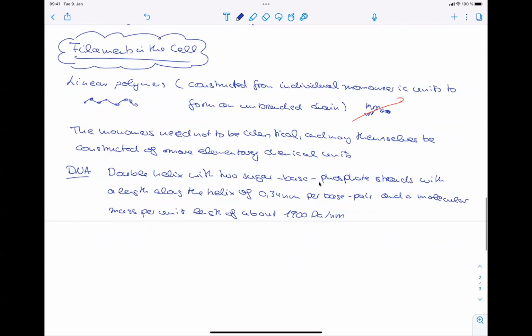So DNA, as we're going to see, is considered to be a very flexible polymer, which we can already see from the fact that the individual units are very small and very lightweight, and so it's very easy to bend.